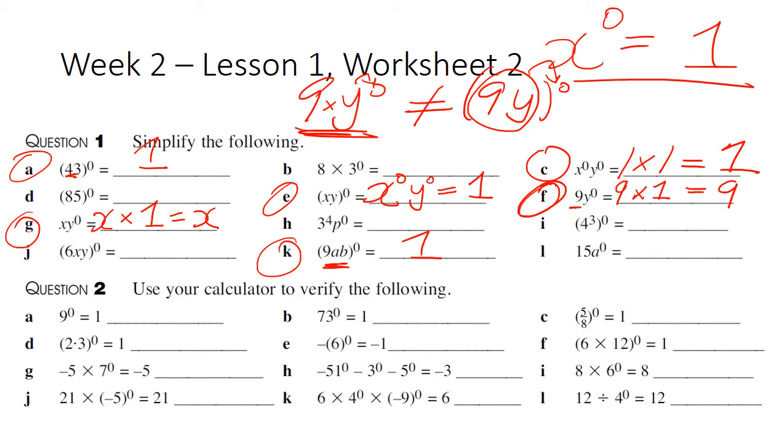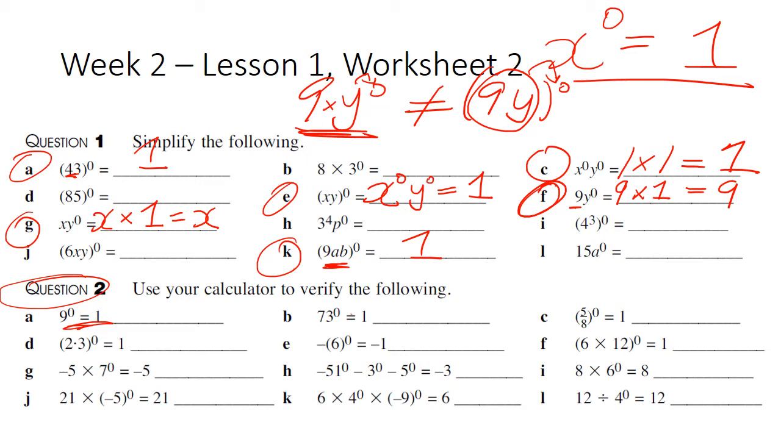Question 2 is asking you to use your calculator to verify the following. So what it's saying is, type all that into your calculator and make sure you get your answers. You're going to type 9, then press the x^y button, then 0, and press equals or EXE, and then check if your answer equals 1. Alright? So have a go. This is a calculator exercise.